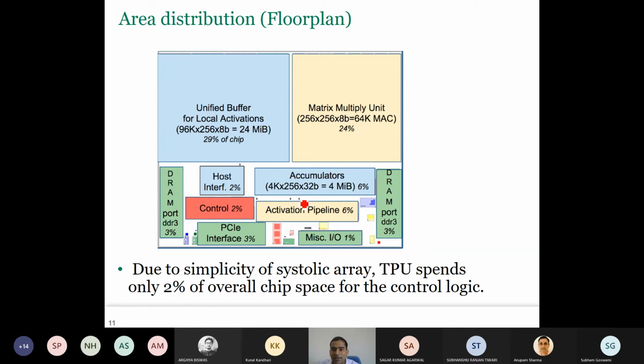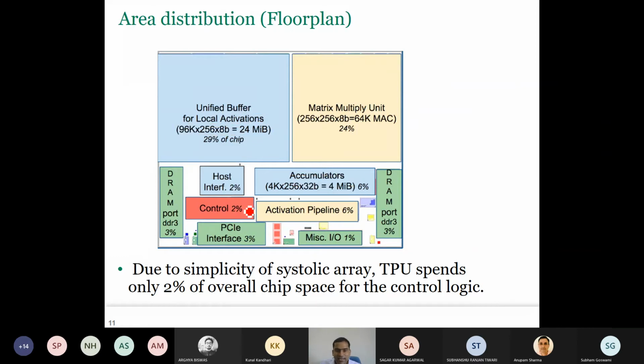So how much storage do we have? Try to count. Here we have 24 megabytes of storage. Here we have 4 megabytes. So how much total storage do we have on chip? Sagar? Yes, sir. How much total storage do we have here? Sir, 28. Yes, very simple. It's not a tricky question. We have 24 plus 4, total of 28.